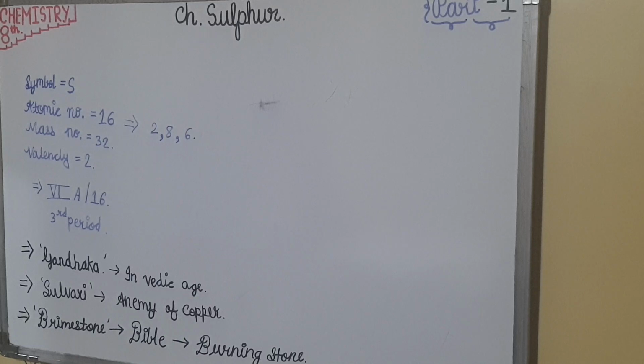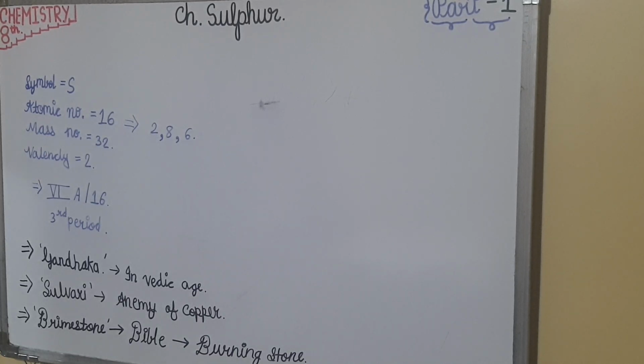Next is occurrence of sulfur. First point, it is the 15th most abundant element in the Earth's crust. Second point, percentage of sulfur in the Earth's crust is 0.03 percent. Third point, it occurs both in free as well as in combined state.